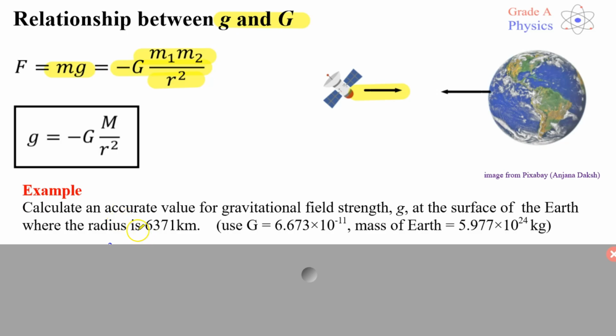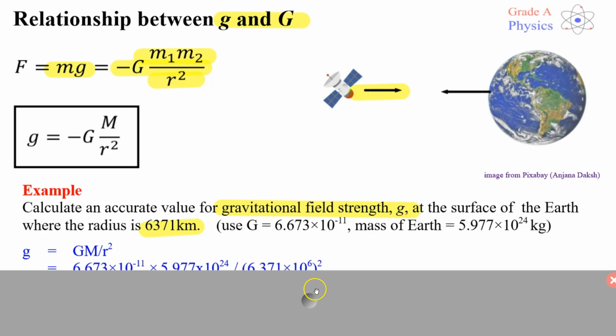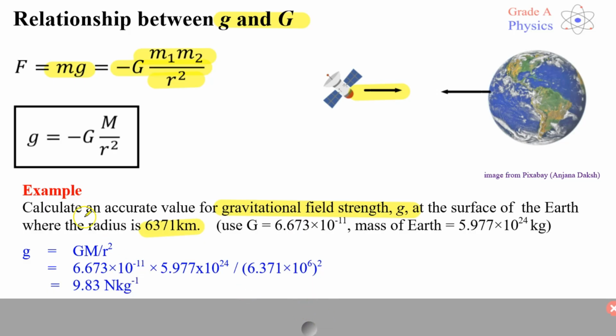So again, we can do a calculation here. Calculate a value for little g at the surface of the Earth. We're given the radius of the Earth, we're given big G, and we're given a value of the mass of the Earth, in this case to 4 sig figs. So we can put the numbers into the formula. We've got big G, we've got the mass, big M, divided by the radius in this case. So in this case, the distance between the centre of the masses will be the radius. But we need to be careful with that, because if there's a height, we would need to add that on.